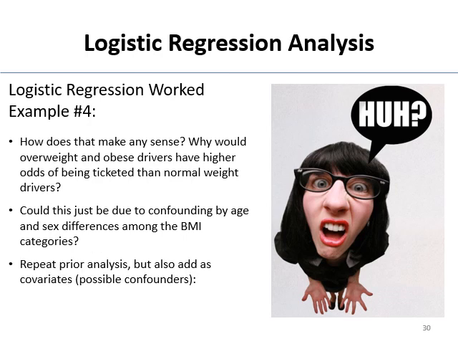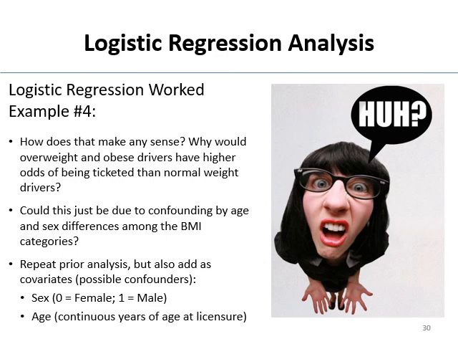Who knows? So we're going to repeat that prior analysis, but we're going to add age and sex as possible confounders. So we're going to adjust for them and then see, is your BMI still associated with your odds of being ticketed during your first year? And you just throw them in the model to do this. So the way it's coded is sex is coded here, 0 is female, 1 is male. Age is just continuous years of age. Like we don't need to make dummy variables for it. It's how old you were when you got your license. Were you 17, 18, 19, 20, etc.